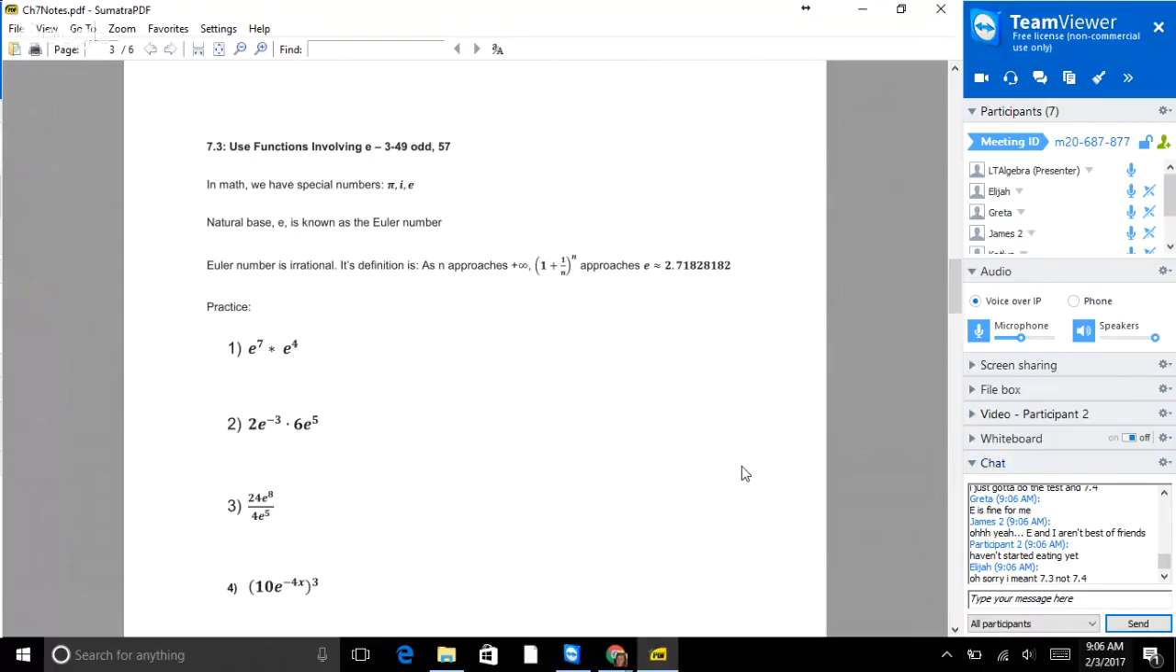All right, so 7.3, we introduced a new concept, which was the value E, which is the Euler number, even though it looks like Euler when you see it written out. And E is a term just like pi, where we have an approximate value, but we can never say it is the absolute value.